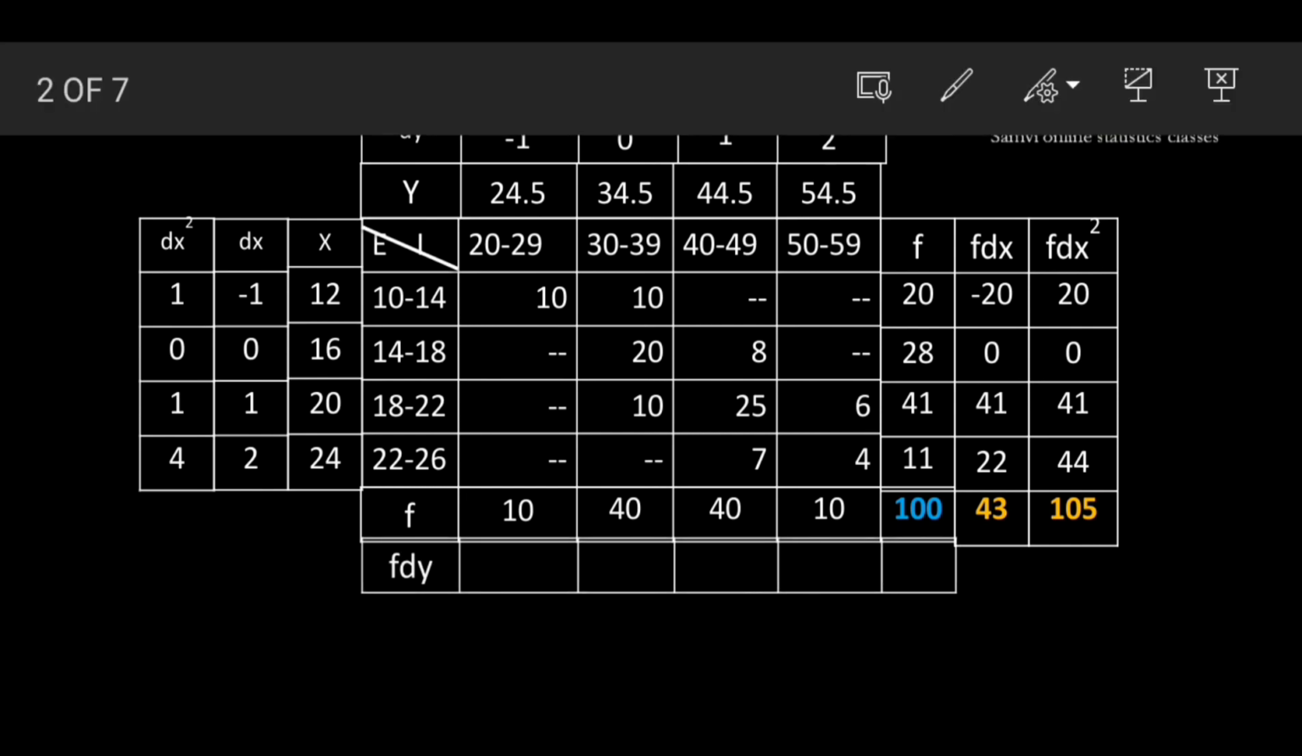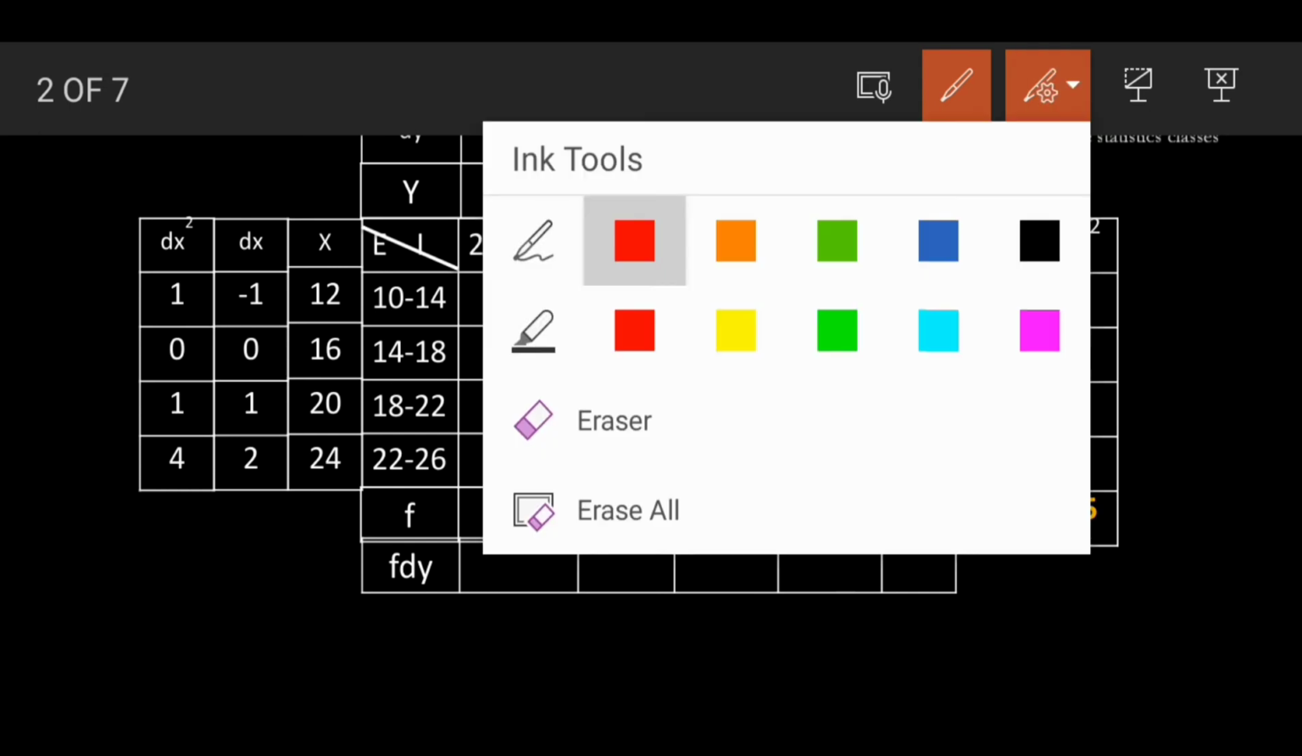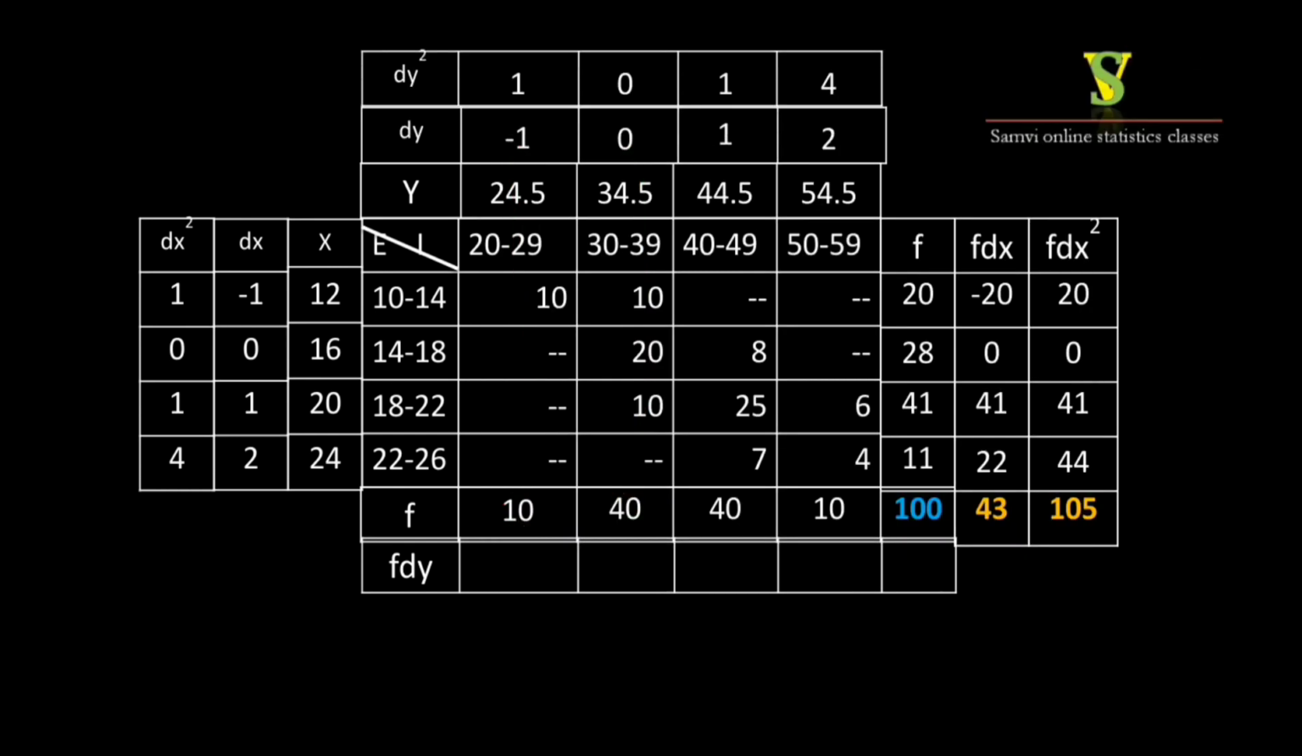What to do? F is here, that is 10, and multiply it by dy. You have to multiply f dy. So that means 10 into -1, then 40 into 0, like this you have to multiply one by one here. So if you multiply, we get the results like this. 10 into -1 is -10. 40 into 0 is 0. Next is 40 into 1 is 40. Then 10 into 2, that is 20. So now you have to find out the total. If I take the total, the total is exactly 50.